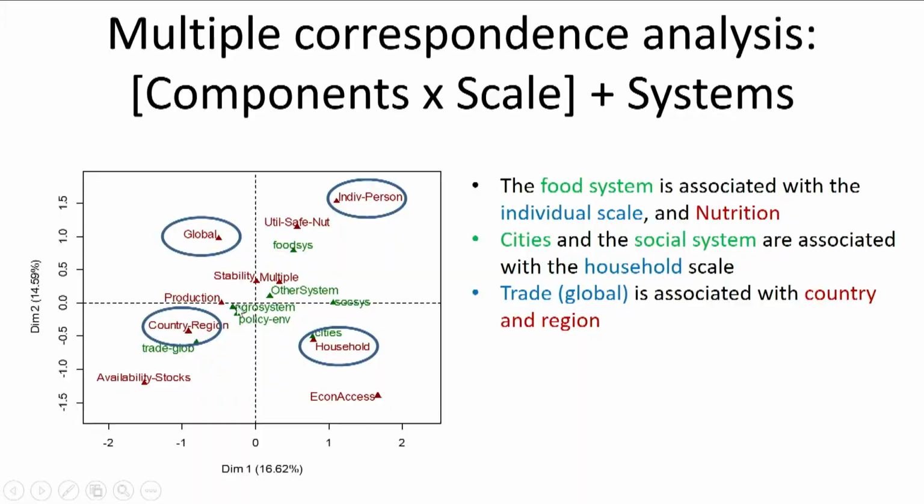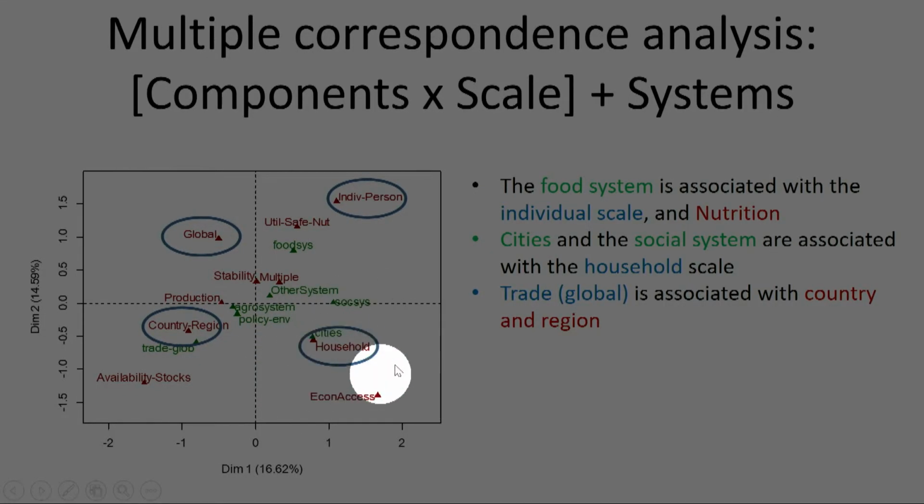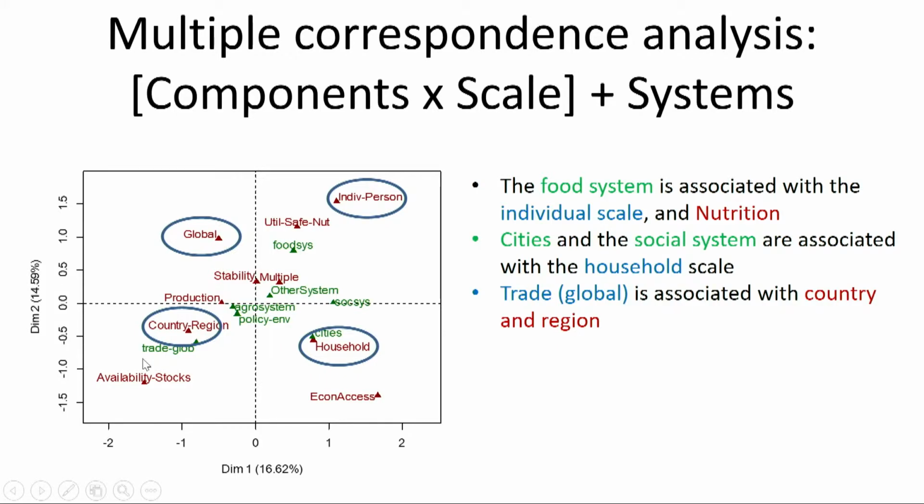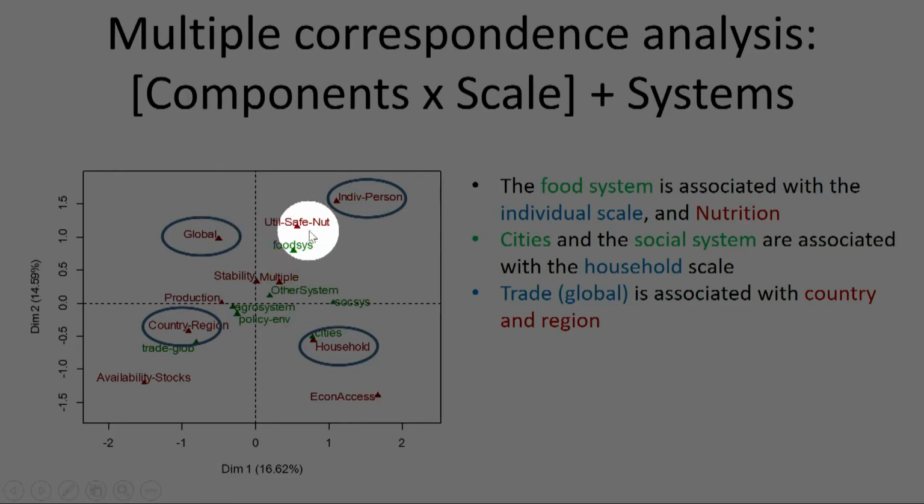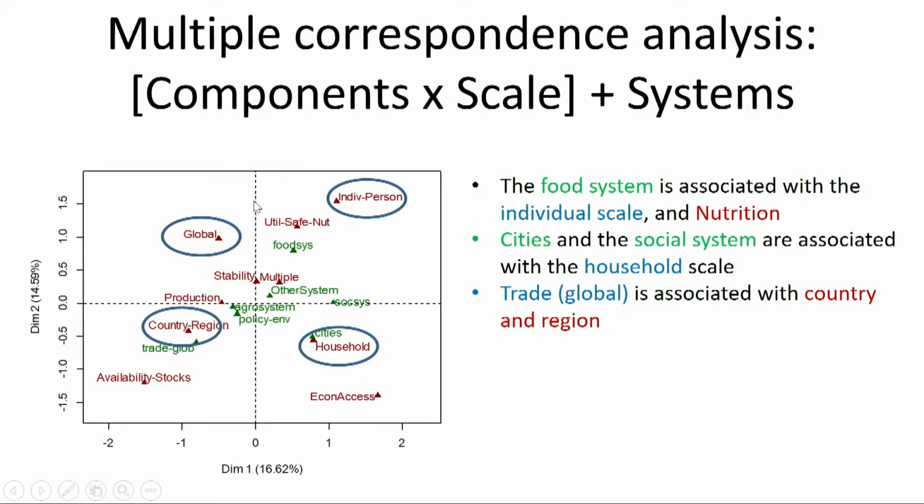For instance, we see that cities as system are mostly associated with households. We see that a country region is mostly associated with trade at the global scale. We also see that the food system is associated with both the individual person and the global scale. What this means is something to explore, to interpret, to analyze. But these are interesting relationships in the publication record of the journal.